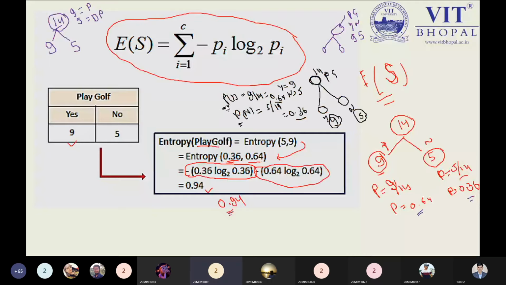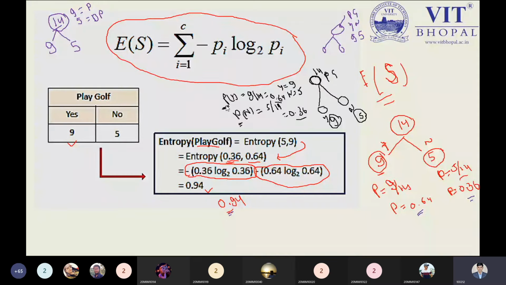Sir, how are we choosing the play golf attribute? This would be given in the question, so you are not allowed to choose. If it is not given, then you have to assume, and you can solve the problem based on your assumption. No issue, but you have to apply the formula correctly to calculate the thing.